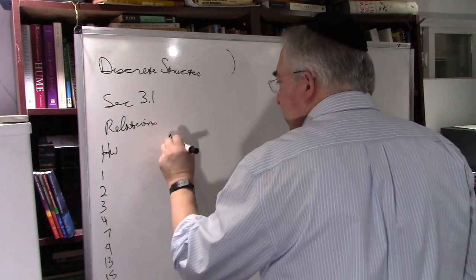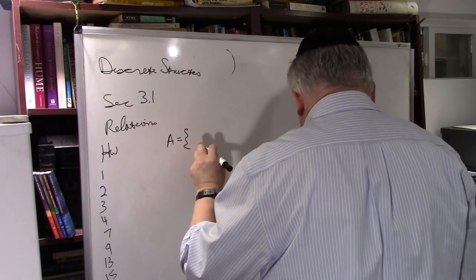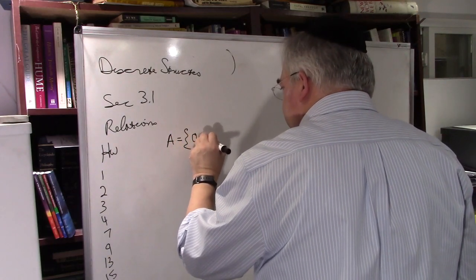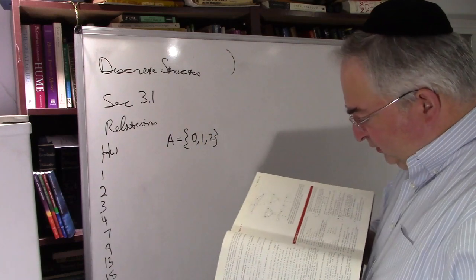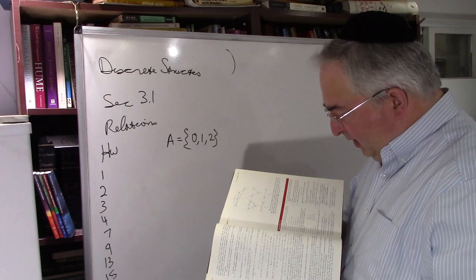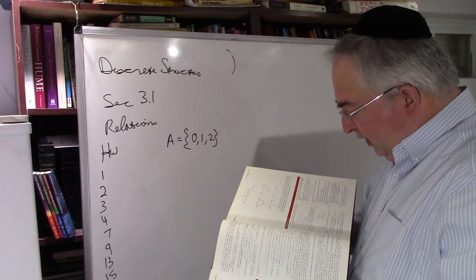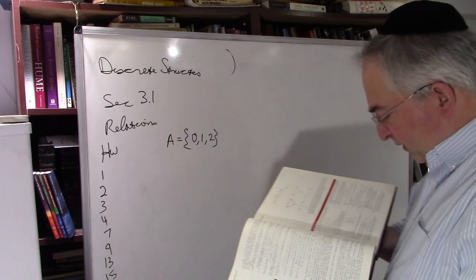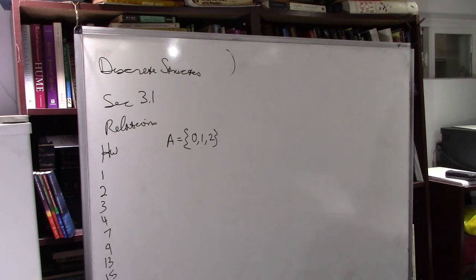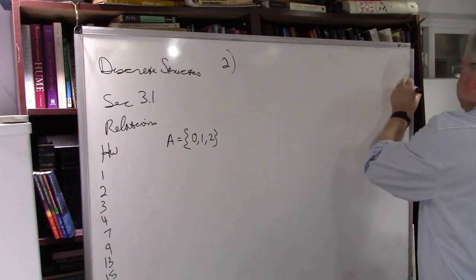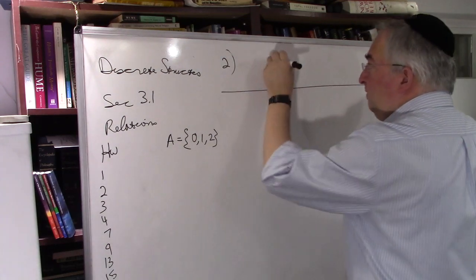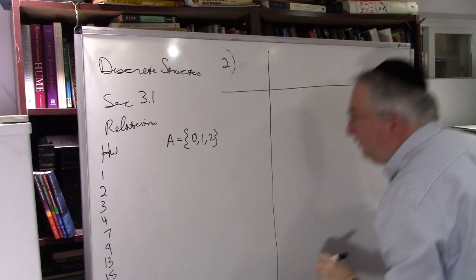A equals the set 0, 1, and 2. Each of the statements below defines a relation R by m comma n if the statement is true for m and n. Write each of the relations as a set of ordered pairs. So it's basically the same thing, but just with different ones. This is problem number 2, and we're going to do the same thing as we did before.